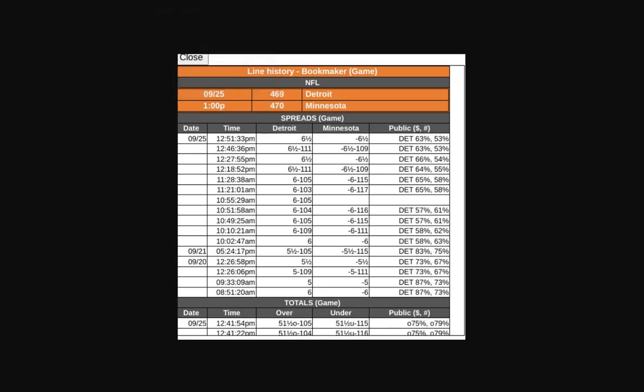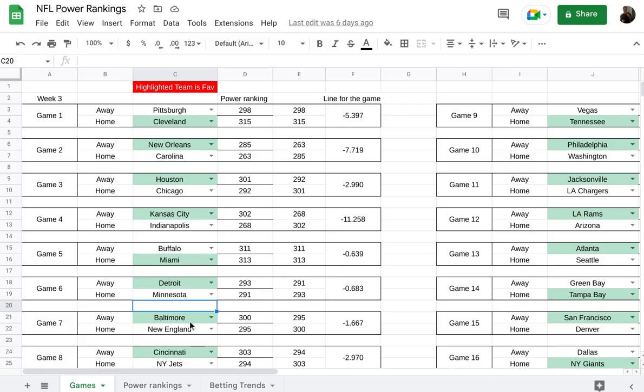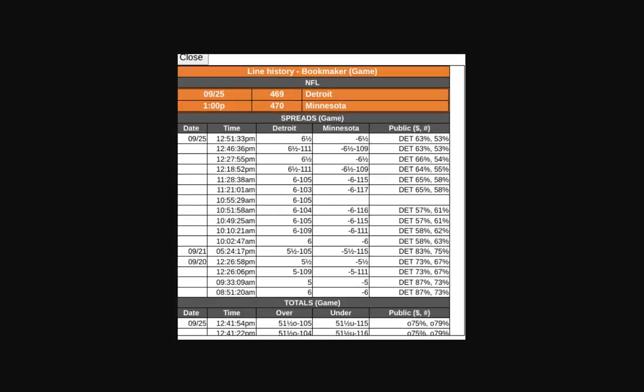Okay. Next one, Detroit, Minnesota. Interesting game. Detroit dominated that one. And check this out. My power rankings had this one at even. So this was basically a 50-50 game as well. Very similar to Buffalo, Miami. You take a look at the line movement. Again, same type deal.